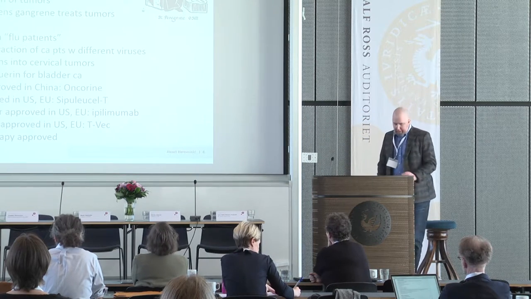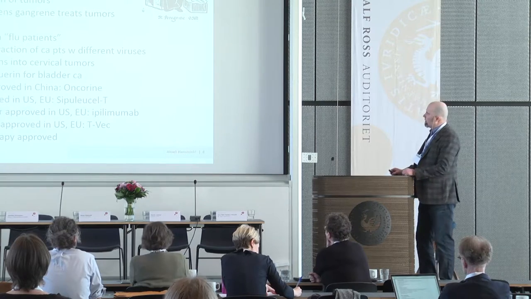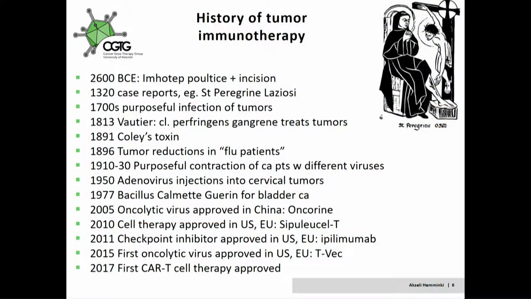The history of tumor immunotherapy is quite interesting. It starts about 4,500 years ago. It was written that Imhotep, an Egyptian doctor, was using a poultice, so I guess some sort of dirty rag, which was put on the tumor, and then the tumor was cut, and if an infection resulted, which often happened, then often the tumor went away, or at least got smaller.